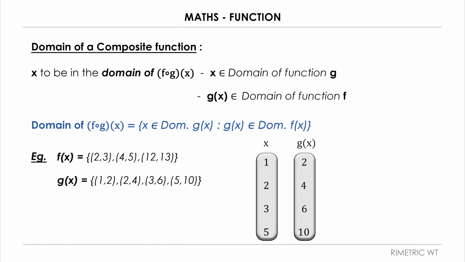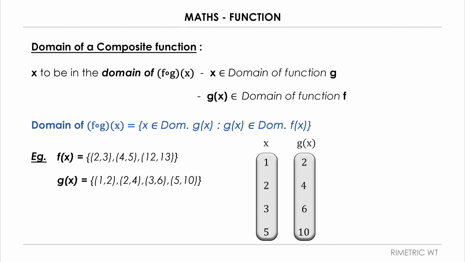Once we determine the domain of g, which is the inner function, we go ahead and check the output of g for each value in its domain. If the output, or range value, is found in the domain of f, which is the outer function, then that input value of g, which is x, will also be a member of the domain of f of g of x. However, if the output of g is not included in the domain of f, then that input value will not be included in the domain of the composite function.